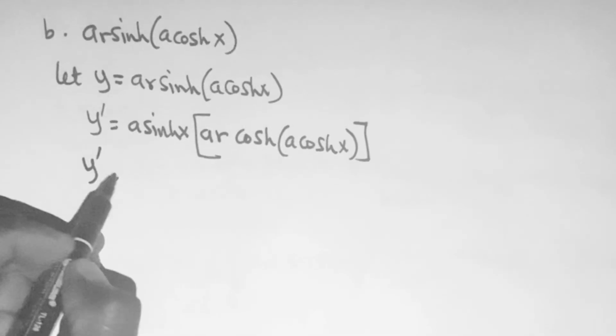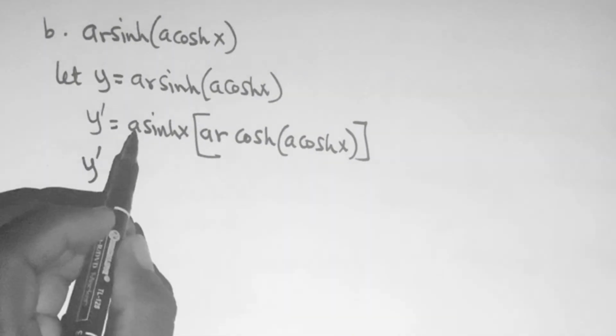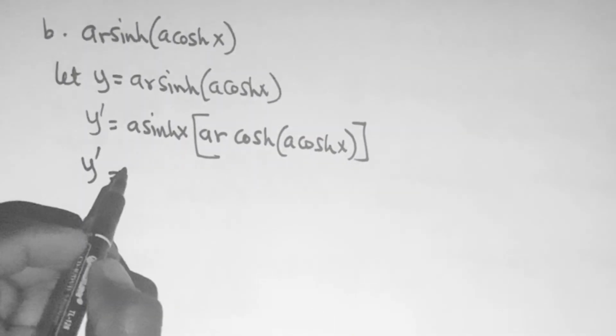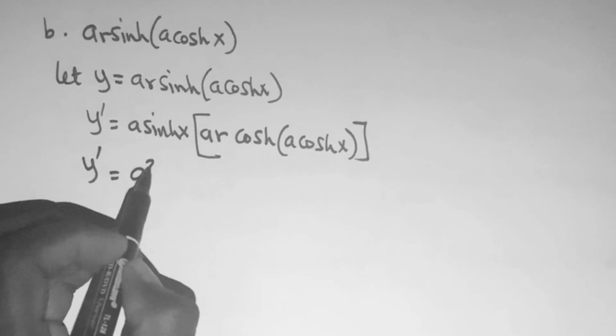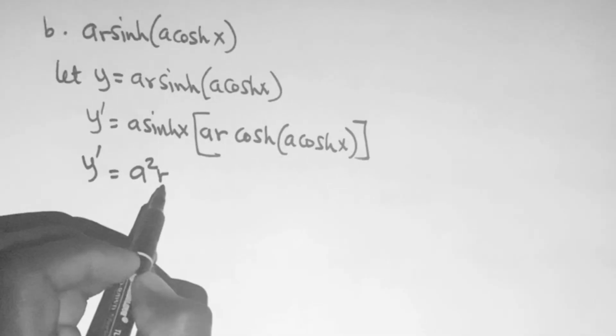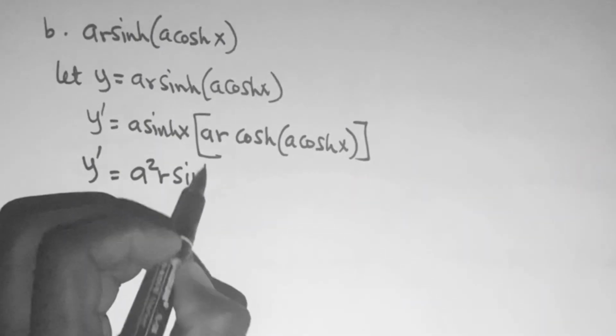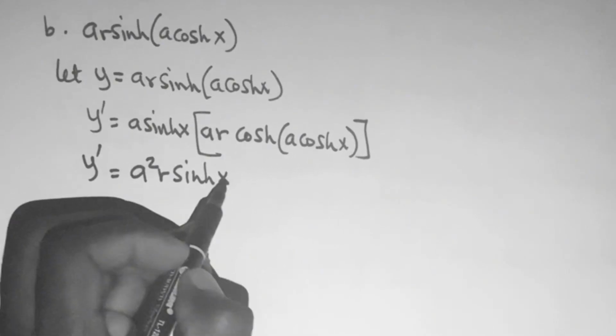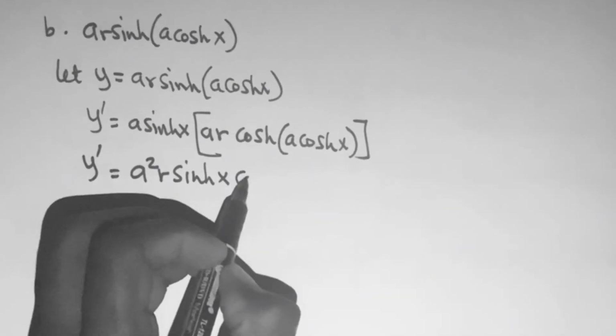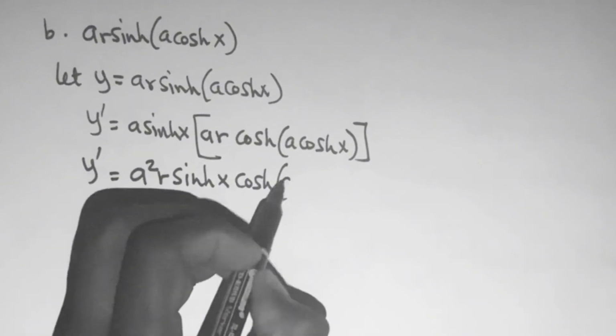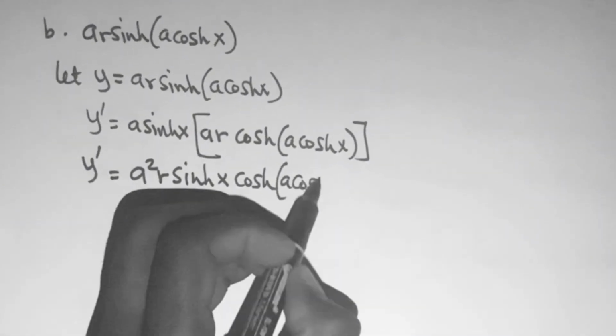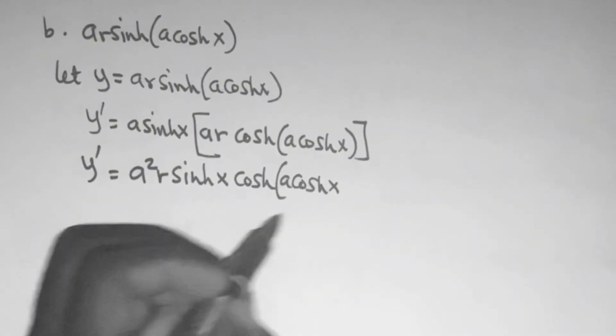Y prime is equal to, now a times a is a squared, so this becomes a squared arsinh x, then cos(a cos x).